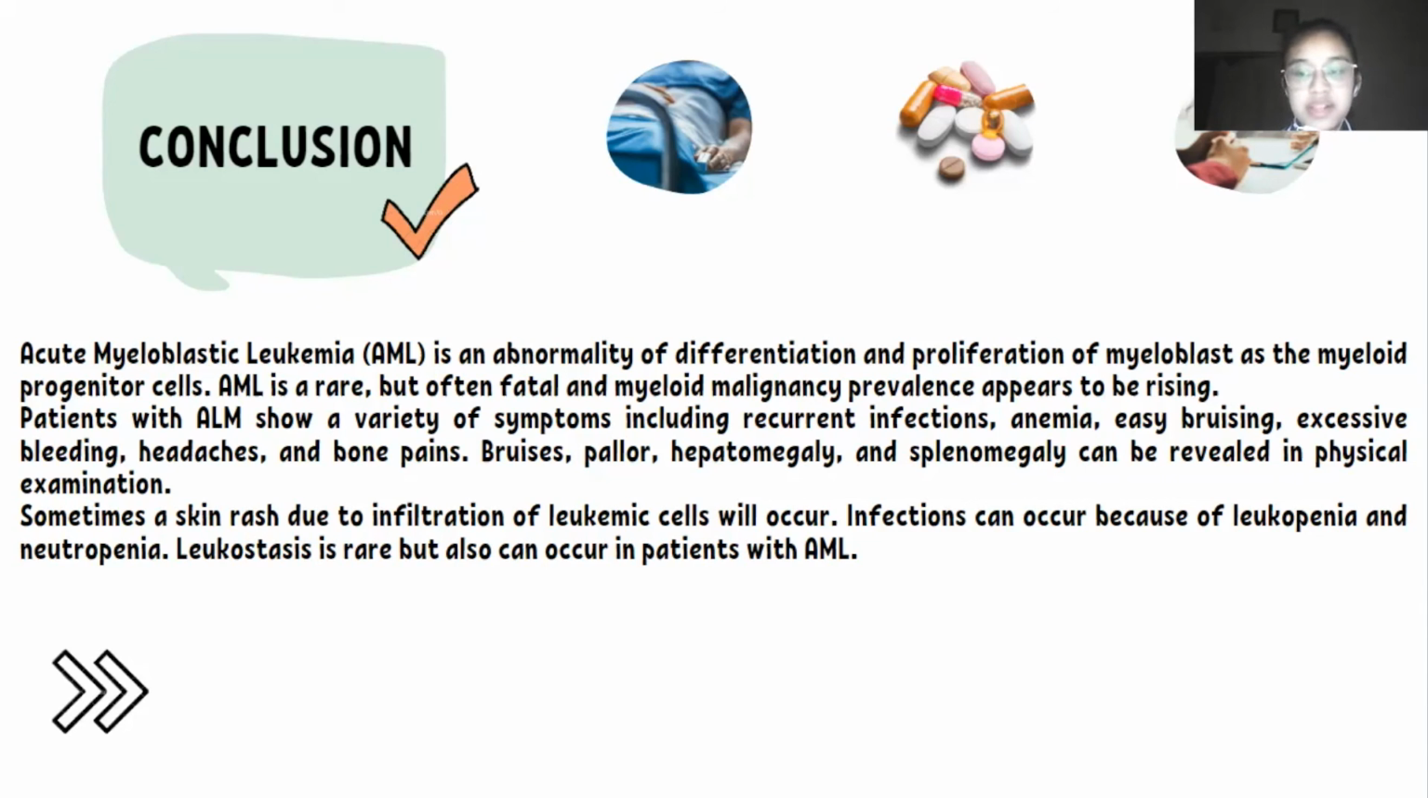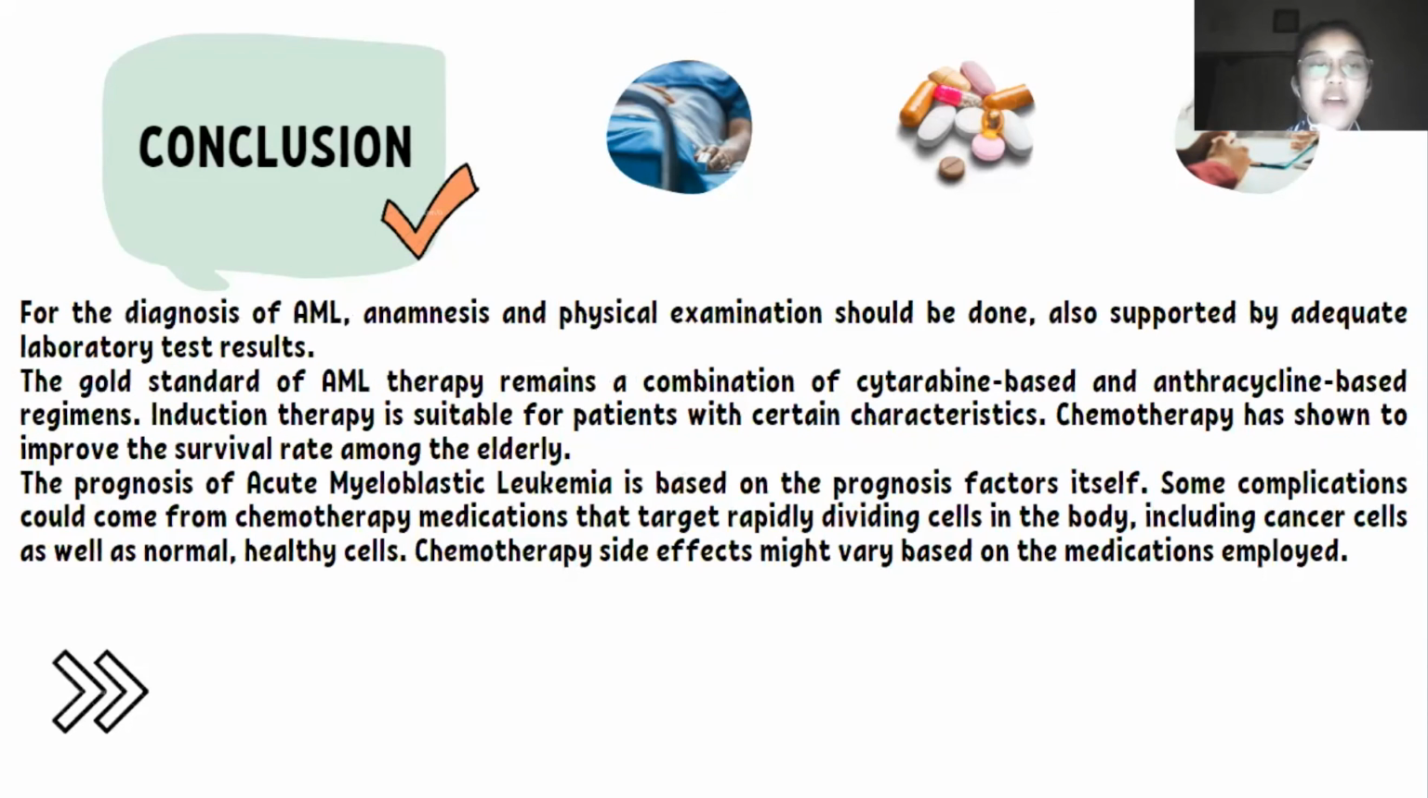Infections can occur because of leukopenia and neutropenia. Leukostasis is rare, but also can occur in patients with AML. For the diagnosis of AML, anamnesis and physical examination should be done, and also supported by adequate laboratory test results.